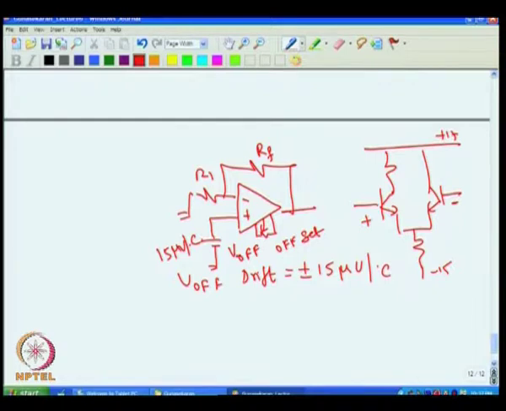That means if I take a 100-degree change in the ambient temperature, then the voltage change here is supposed to be 15 microvolt into 100, that comes to 1.5 millivolt. That means this voltage in the worst case can be 1.5 millivolt for 100 degrees. That means if I have, say, a gain of 10, then the output will be 15 millivolt.